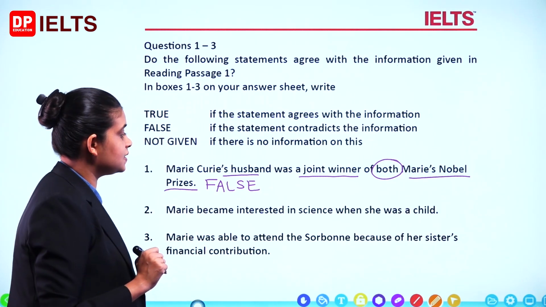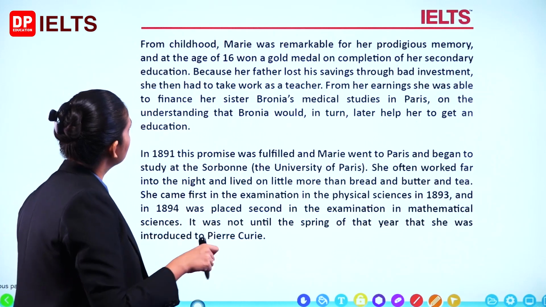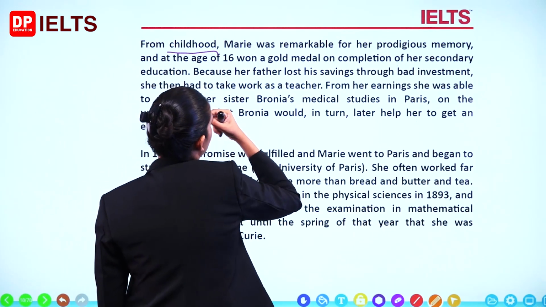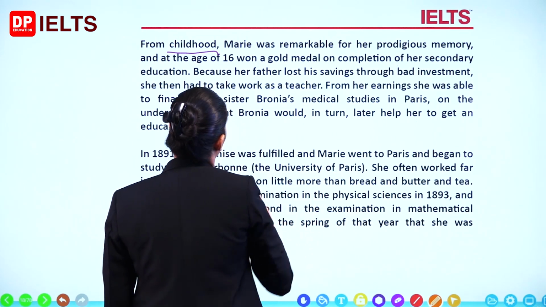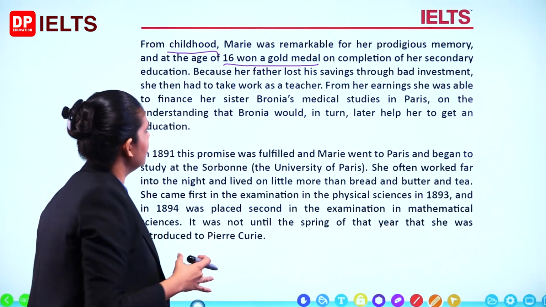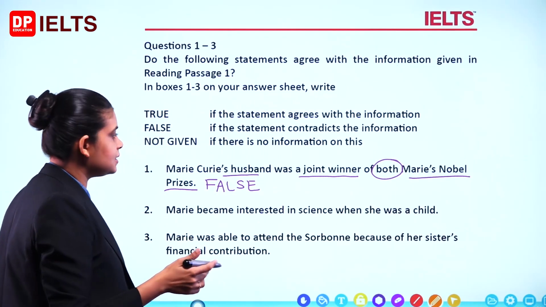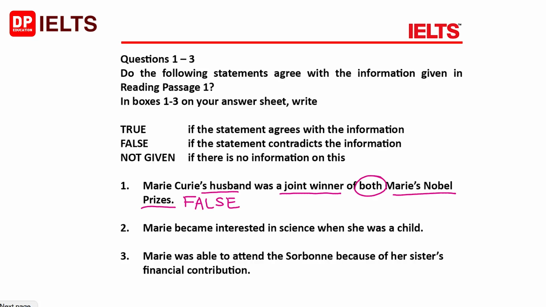Marie became interested in science when she was a child. Let's see. From childhood, Marie was remarkable for her prodigious memory, at the age of 16 and won a gold medal. Does it say that she was interested in science? We don't know. We don't know if it's true or false because no information was given there. So we would say not given. Because interested in science as a child was not there.